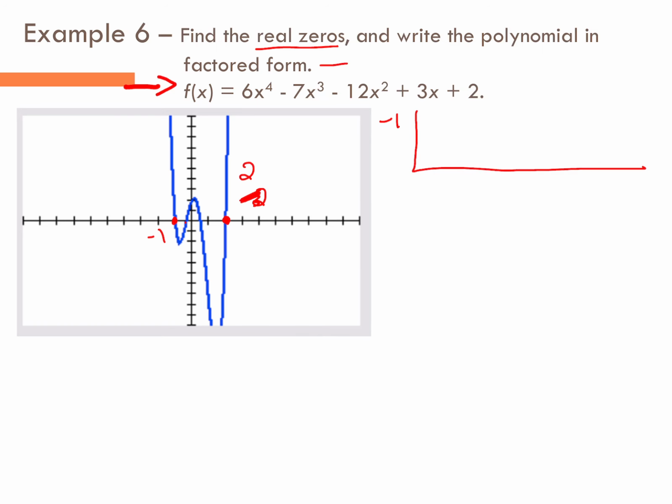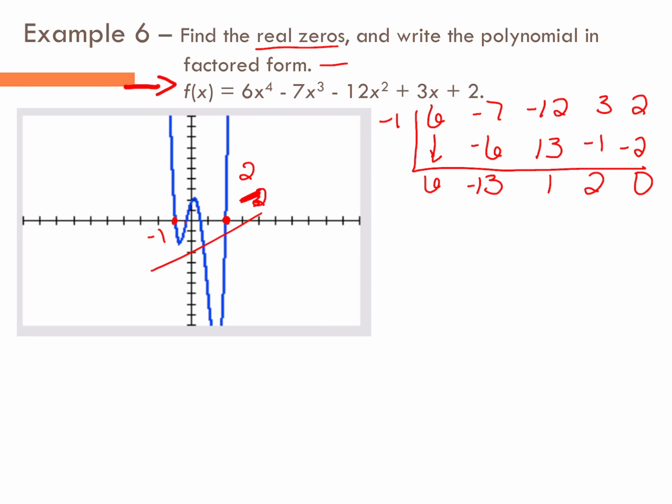Work through synthetic division. So up here I'm going to have my 6, -7, -12, 3, and 2. Bring down my 6, -6, -13, multiply and add. You guys should be pretty good at synthetic division by now. Again, I should get 0.